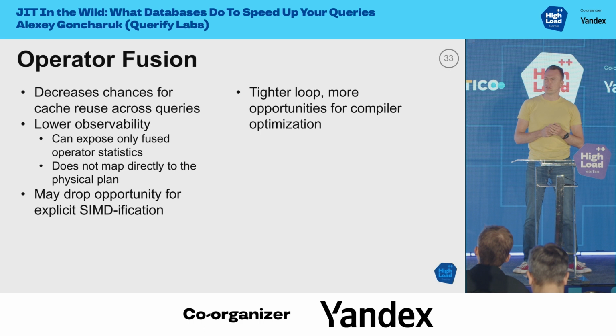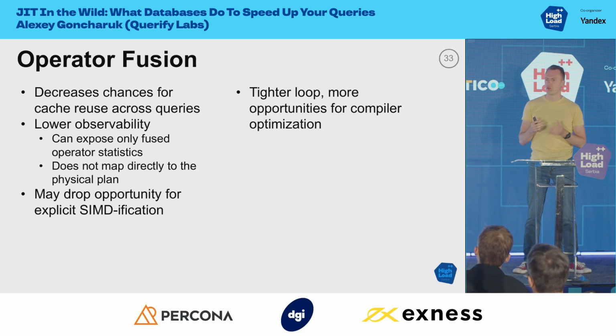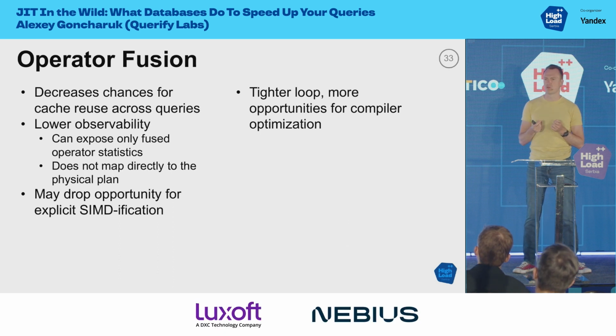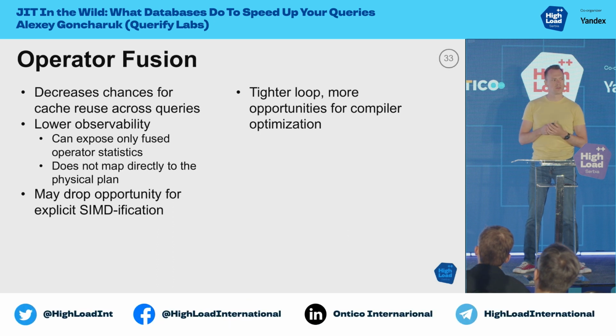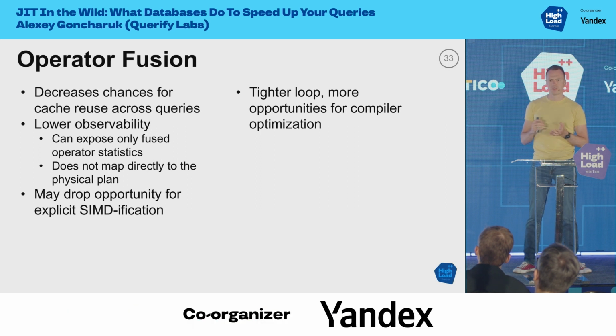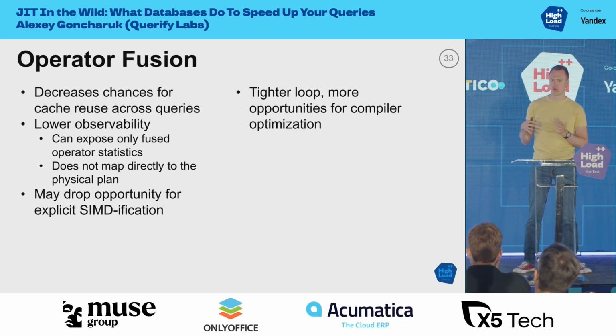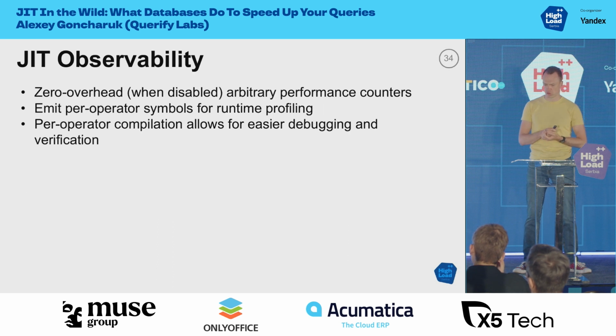In our opinion, it decreases the observability of your system, because it's harder to understand what exactly causes slowdown, for example, how many rows were filtered by this particular operator. And it was also noted by some of the system developers that such operator fusion may cause the compiler not to choose vectorized instructions. So instead of more optimal code execution, you get slower code execution.